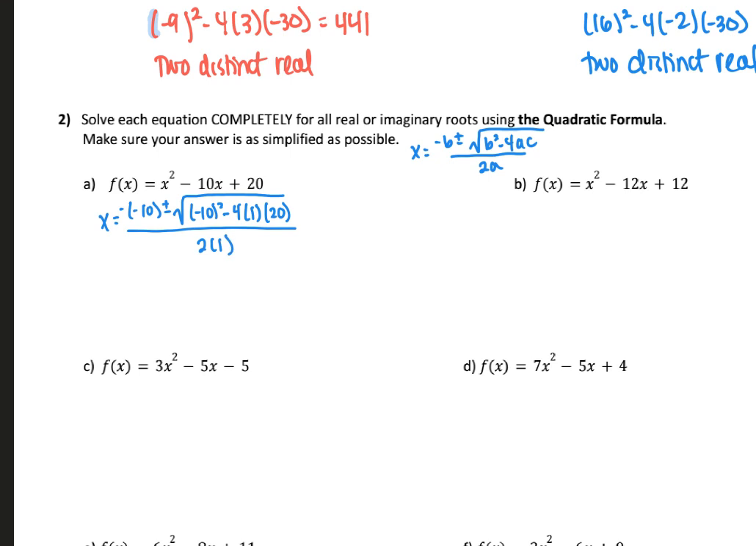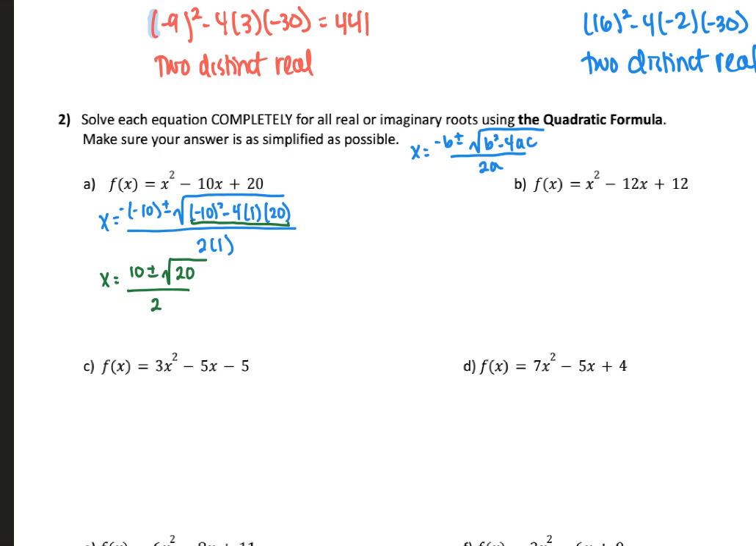So the next step, we're going to simplify it in parts. So the first part is the negative b part, so negative 10 gives me a positive 10. And then if we simplify the radical, the part underneath the radical is the discriminant. So if we put this part in our calculator, we get 20. And then lastly, 2 times 1 is 2 in our denominator.